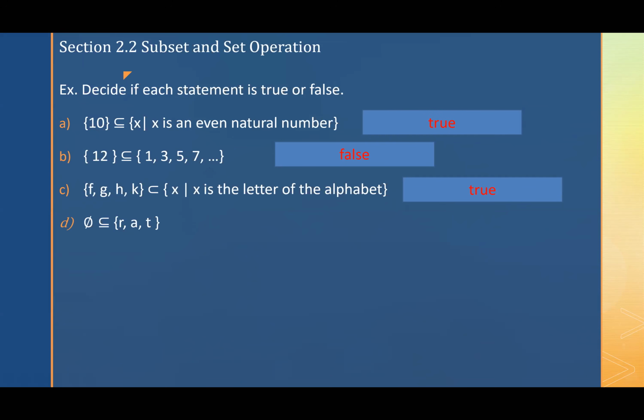Is this item, if you read this thing here, and again, remember what kind of symbolic is this? This is an empty set. Is an empty set a subset of a set containing all A, R, T? False. Why?